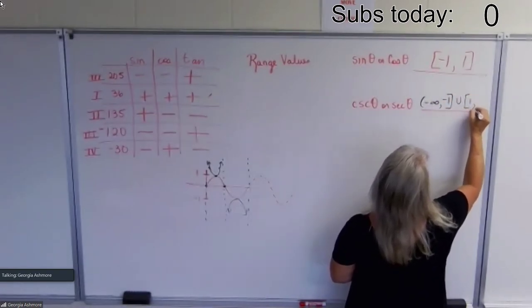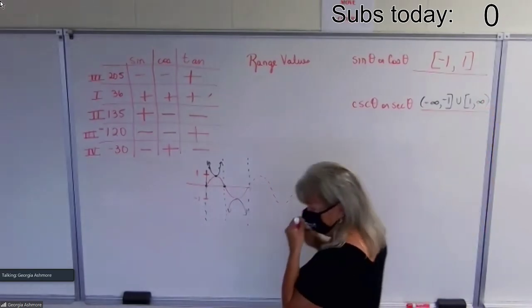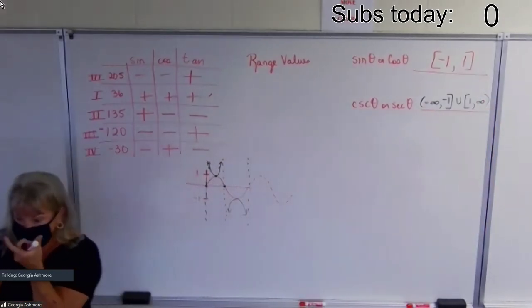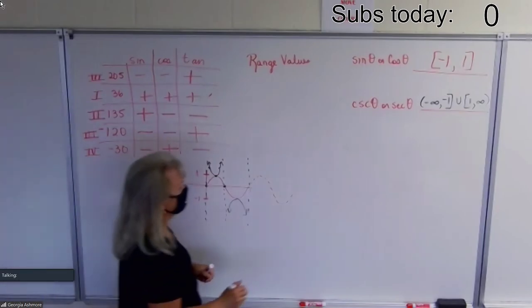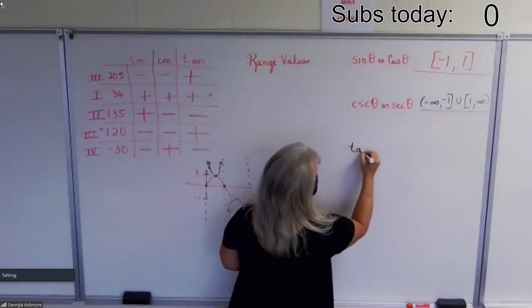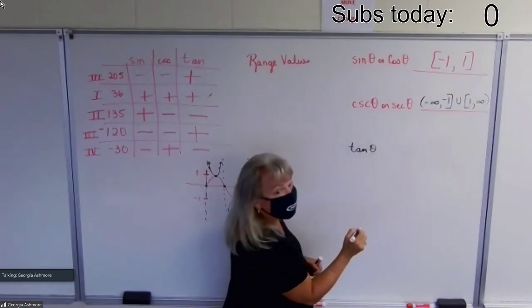Union one to infinity. It's not in between. It's those U's sitting on top and below. Tan and cotan is the easiest. Okay, tell me what tan and cotan is.